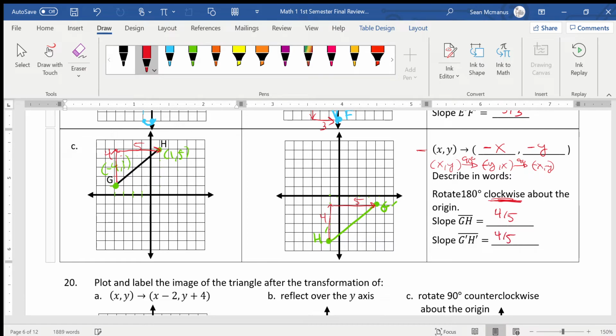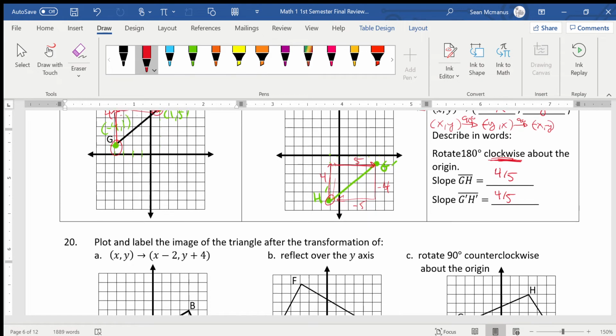But actually, the first one I started at G and went to H, and this one I started at H and went to G. So if I would have started at G and gone to H on this one, I would have had negative 4 over negative 5, and they would have canceled out. So the slope ends up being the same, but it's going in the opposite direction, like the start and end points have flipped.